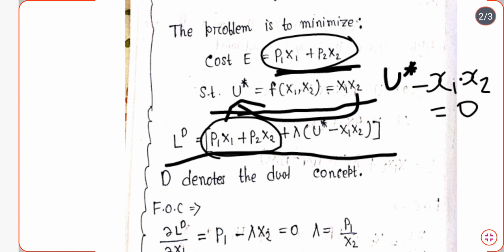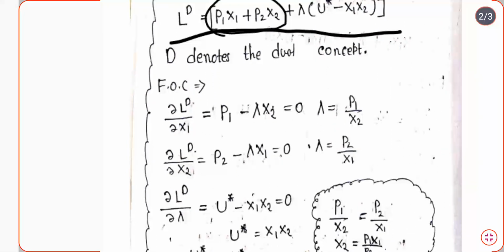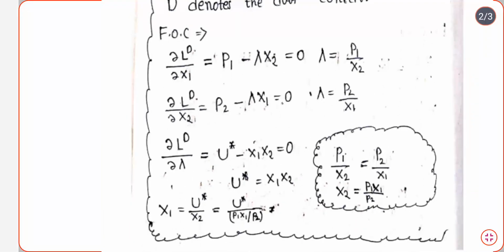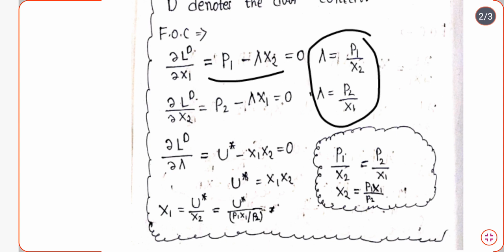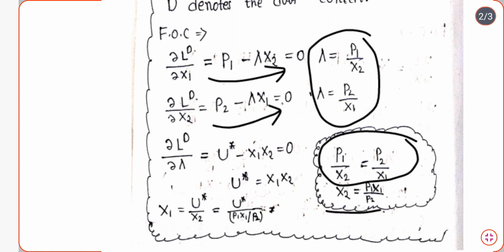Now we will take the partial derivatives of this L with respect to x1, then with respect to x2, and then with respect to lambda, just as in the previous case. You can see that by comparing the values of lambda from both of these derivatives with respect to x1 and x2, we get p1 by x2 equals p2 by x1. Obviously it is not difficult to calculate the value of x2 from here. The value of x2 will be p1 into x1 by p2.